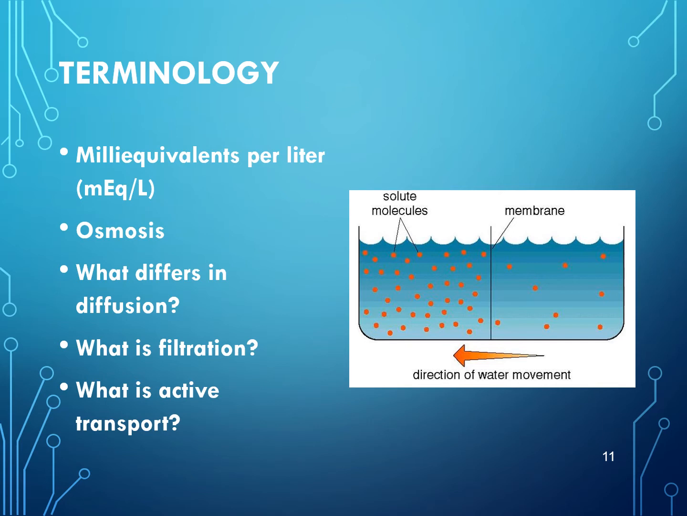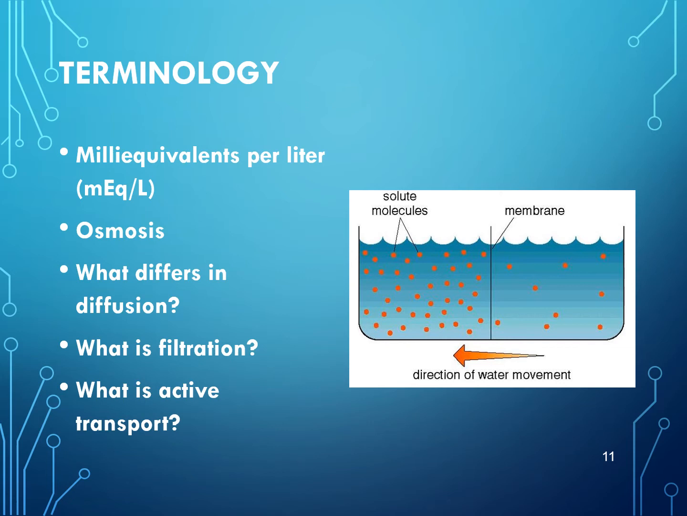So you can see the direction of movement in the image. There's more solutes, more of that dissolved stuff on the left side. So fluid, the water, is actually trying to move to dilute that. Then we have diffusion, and this is passive transport of molecules from an area of higher concentration to an area of lower concentration. And the best example for this one is gas.